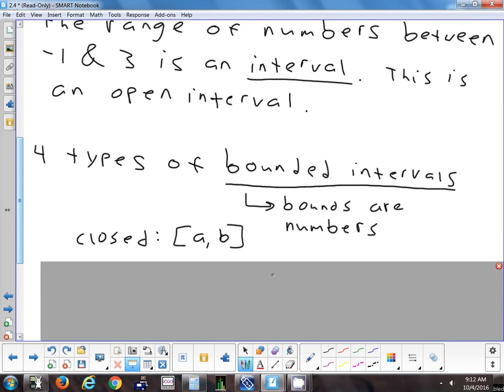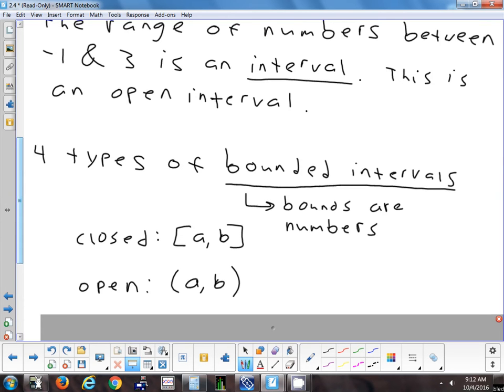Anybody think they can tell me another type of bounded interval besides fully closed? Luke? Half closed. Okay, we'll talk about that one. We could have a half open or half closed. And there's one more type. Open. Yeah, a fully open interval. An open interval would have a parenthesis on each end, and the parenthesis indicates that you cannot use your low limit or your high limit. You can approach them, but you can't reach them.